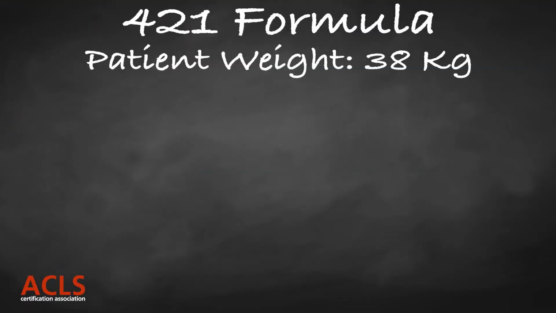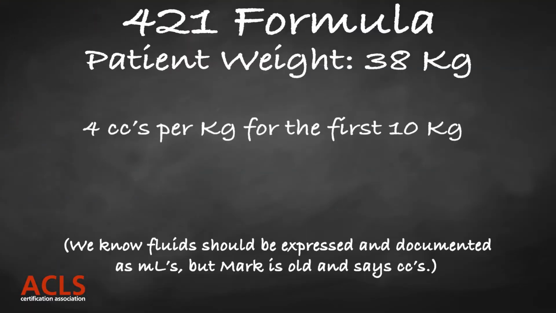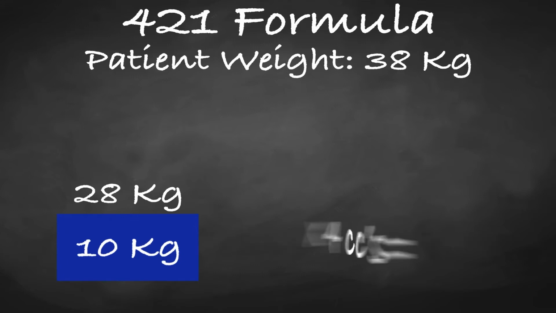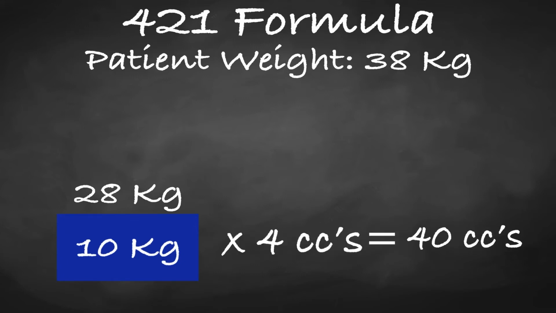We're going to administer 4 cc's per kilogram for the first 10 kilograms of body weight. So we'll take that 38 kilograms, we're going to subtract 10, move that over. 10 times 4 is 40. So our first 10 kilograms of body weight comes out to 40 cc's of IV fluid.